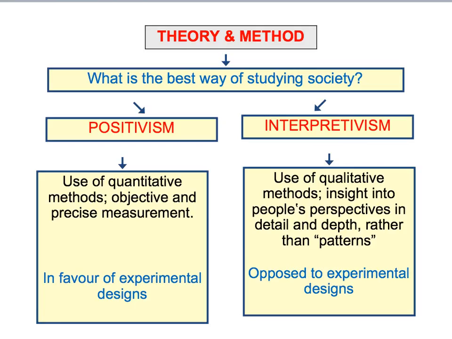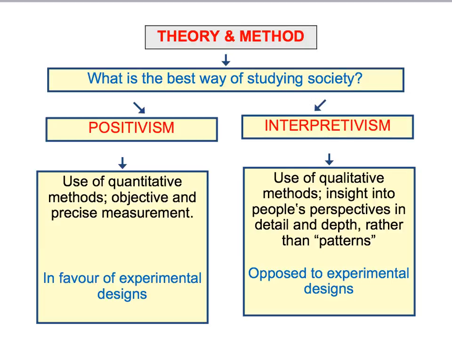Now, in the previous screencast, I talked about two different approaches to doing research, called positivism and interpretivism. And positivism, remember, is the idea that sociology should follow the principles and logic of the natural sciences. So positivism, I think, would be an approach that would be in favour of experimental designs in sociological research. Interpretivism, on the other hand, remember, rejects the idea that sociology should be modelled on the natural sciences. And interpretivists would argue that experiments are not a useful method in sociology at all.